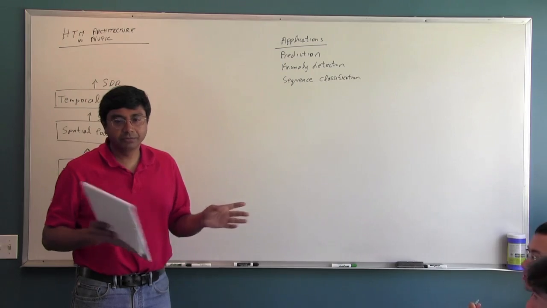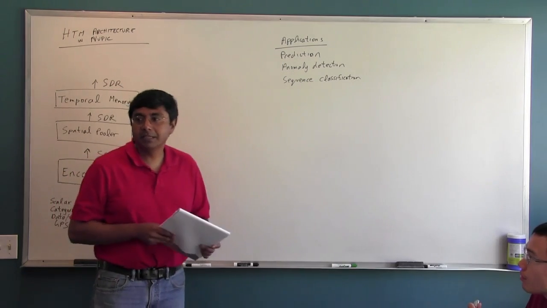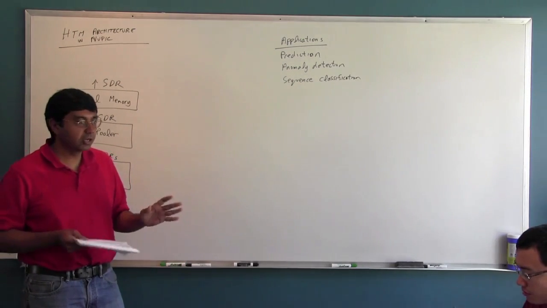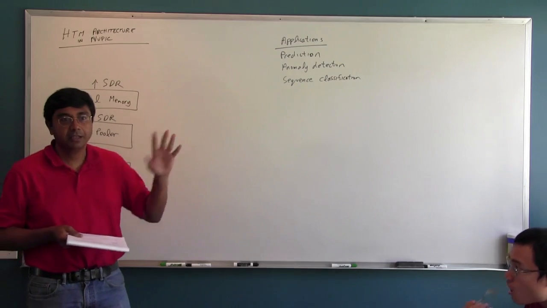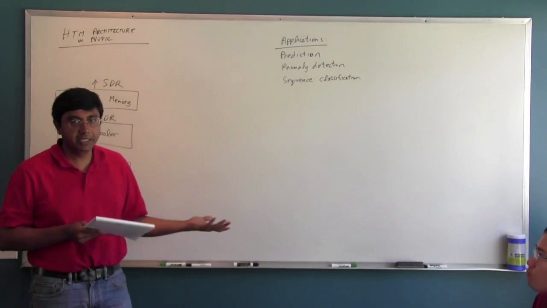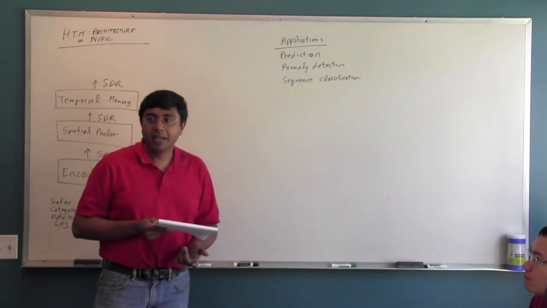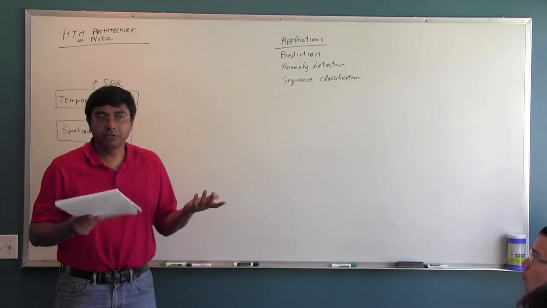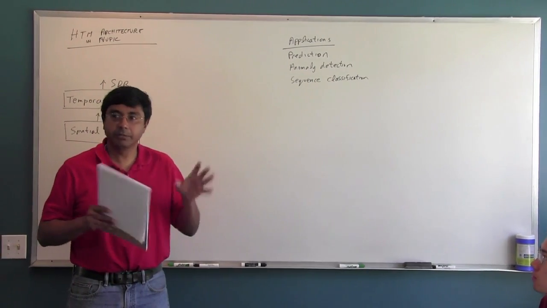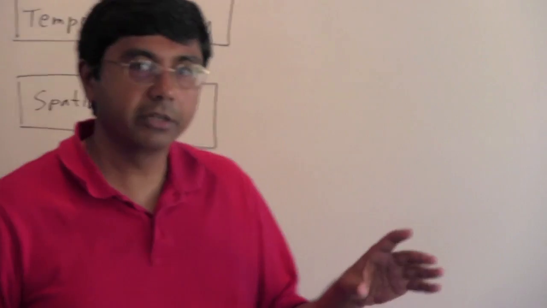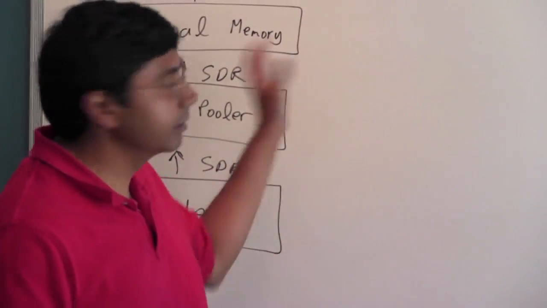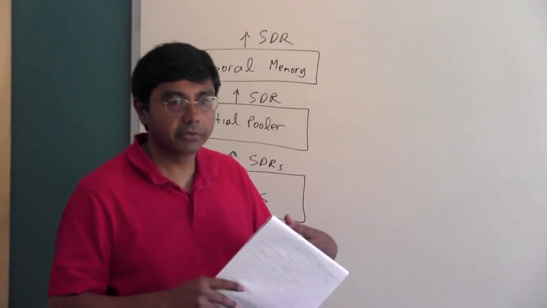Okay, so this is basically a very informal chalk talk or whiteboard talk on how we get information out of the HTM. Basically Matt asked me to talk about the CLA Classifier, which is going to be my main focus, but more generally, just to mention how we get information out of the classifier.